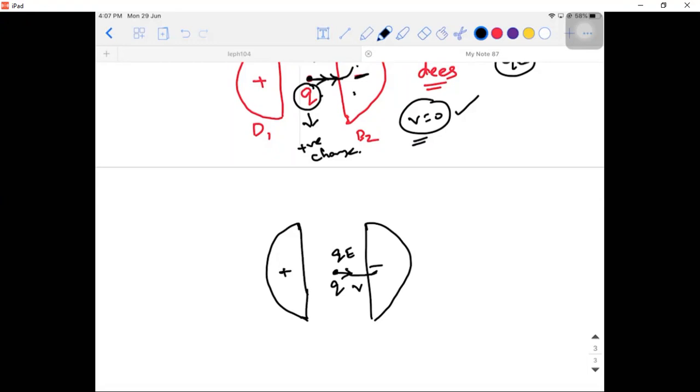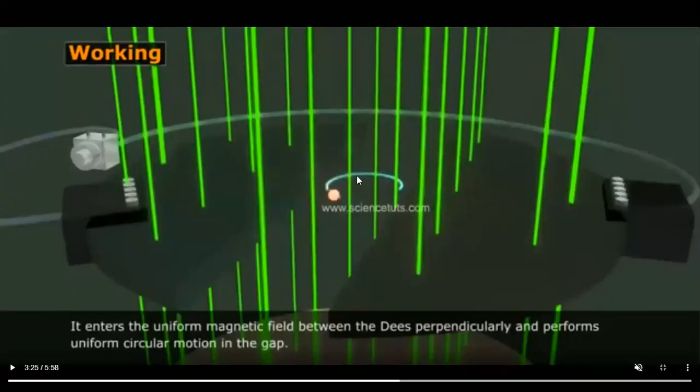Imagine as if the magnetic field is towards you, meaning you are seeing from the top view. You are seeing from here. Okay, you are able to see this dee, no? You are seeing from the dee towards the downward direction, meaning your eyes are near the dee and you are seeing in the downward direction.